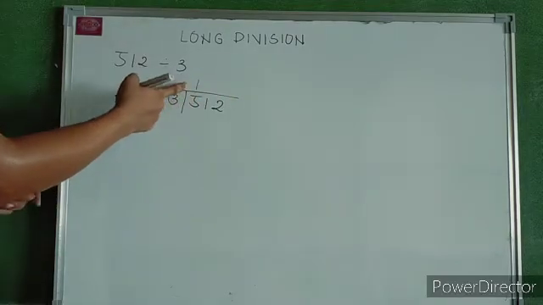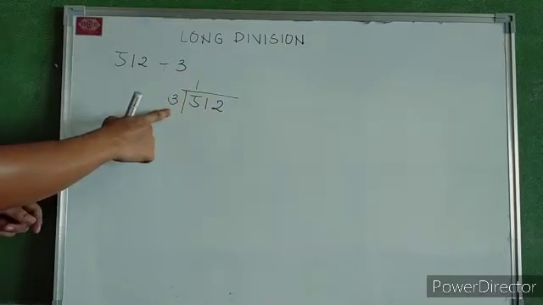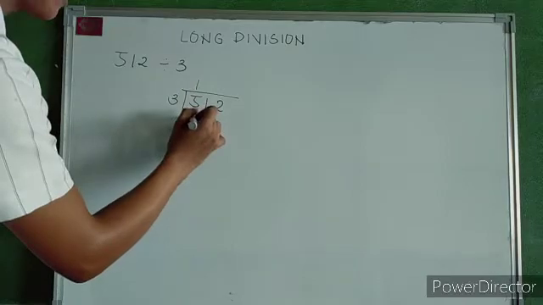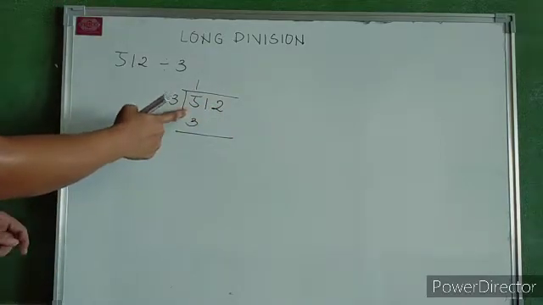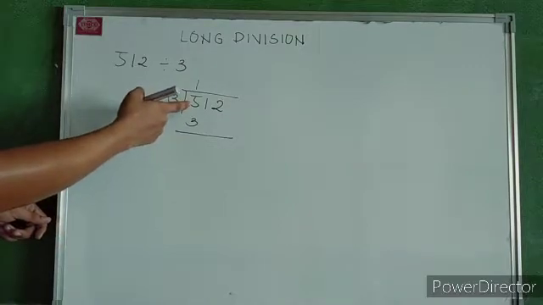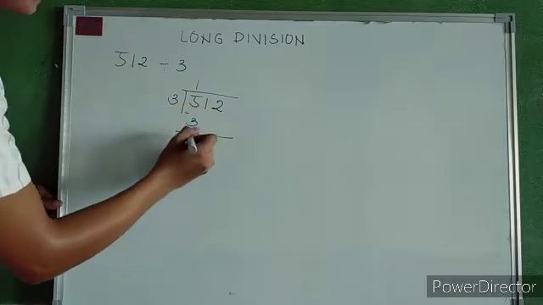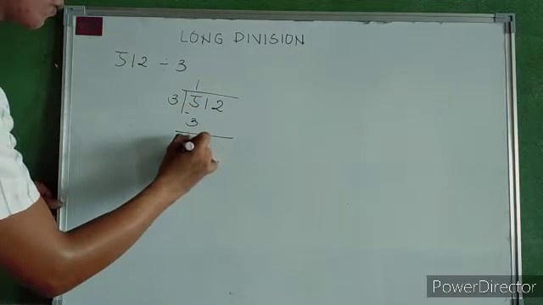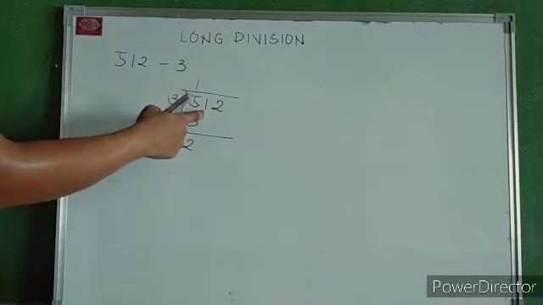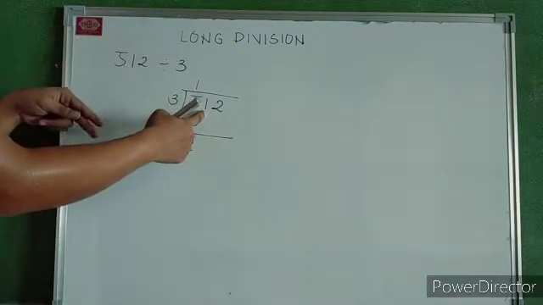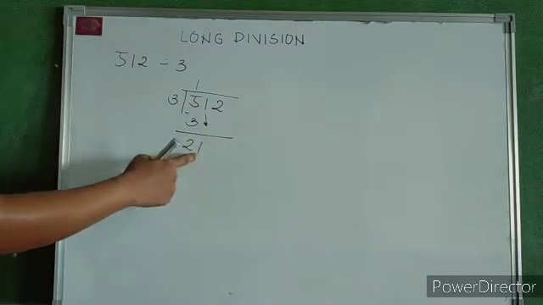So with the quotient we got, we multiply it by our divisor. That is 3. After we get the product, we subtract it from the 5. So we have 5 minus 3, which is 2. After this, we bring down the next number after 5, which is 1. So we bring down, we have 21.